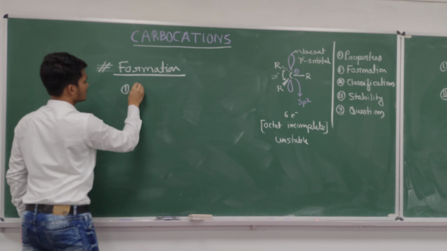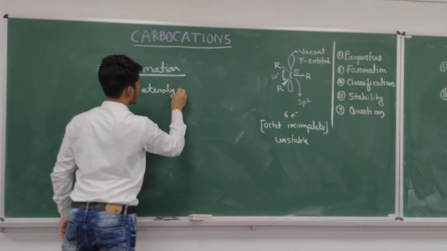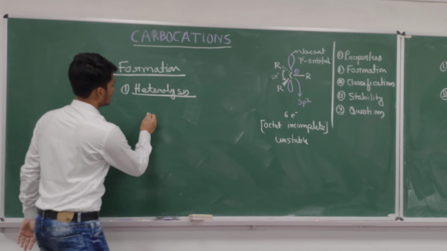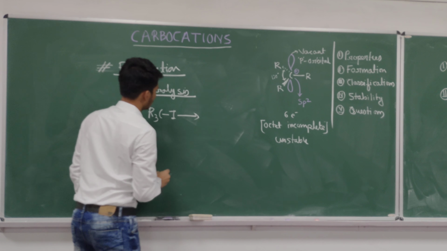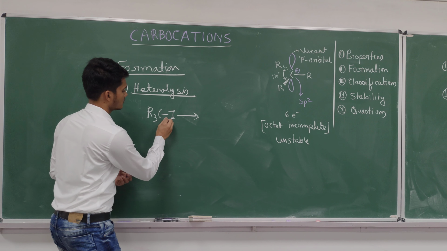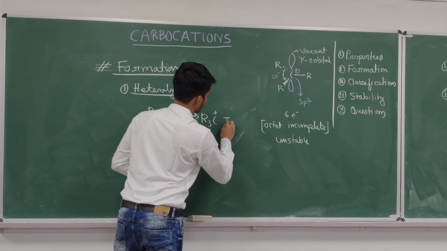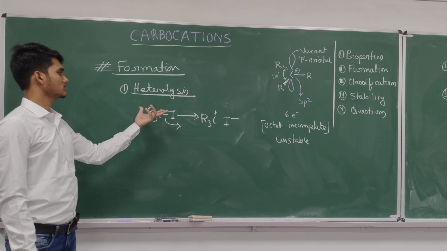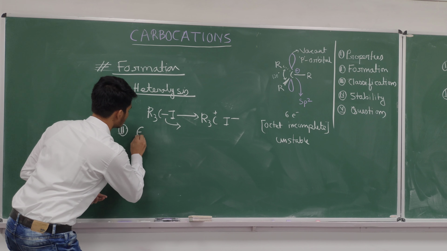The first one is hydrolysis. Let's take an example to understand this. Let's say we have this alkyl iodide. Now this carbon-iodide bond can break hydrolytically and generate a carbocation. So this is one way to generate carbocation. This is hydrolysis.